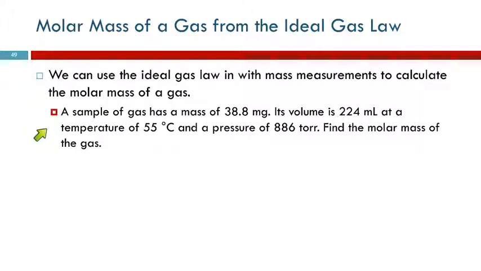So let's look at how we might do that. A sample of gas has a mass of 38.8 milligrams. Its volume is 224 milliliters at a temperature of 55 degrees Celsius and a pressure of 886 torr. Find the molar mass of the gas.